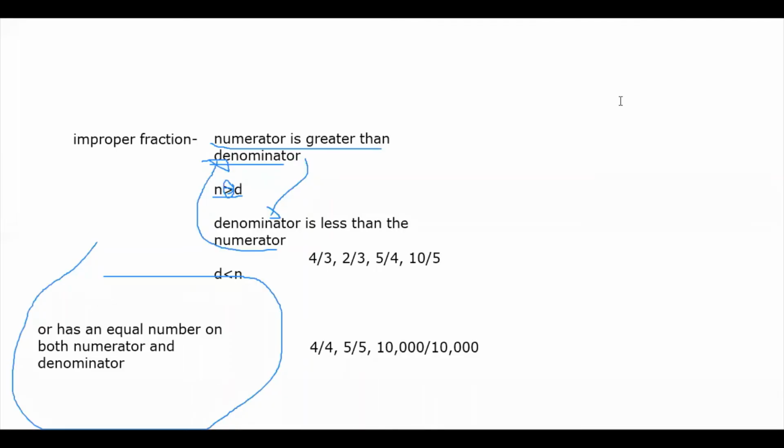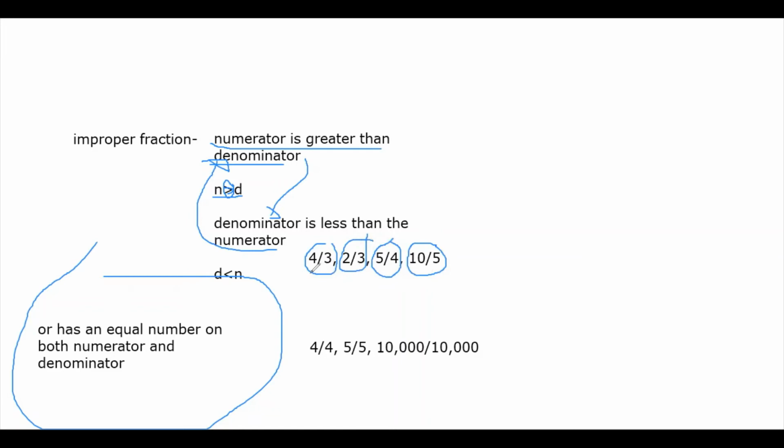Okay, here are our examples, mga ka-learners. Here, the numerator is greater than the denominator. These are our examples: 4/3, 5/4, or 10/5. Okay, we have 4/3, 5/4, or 10/5.